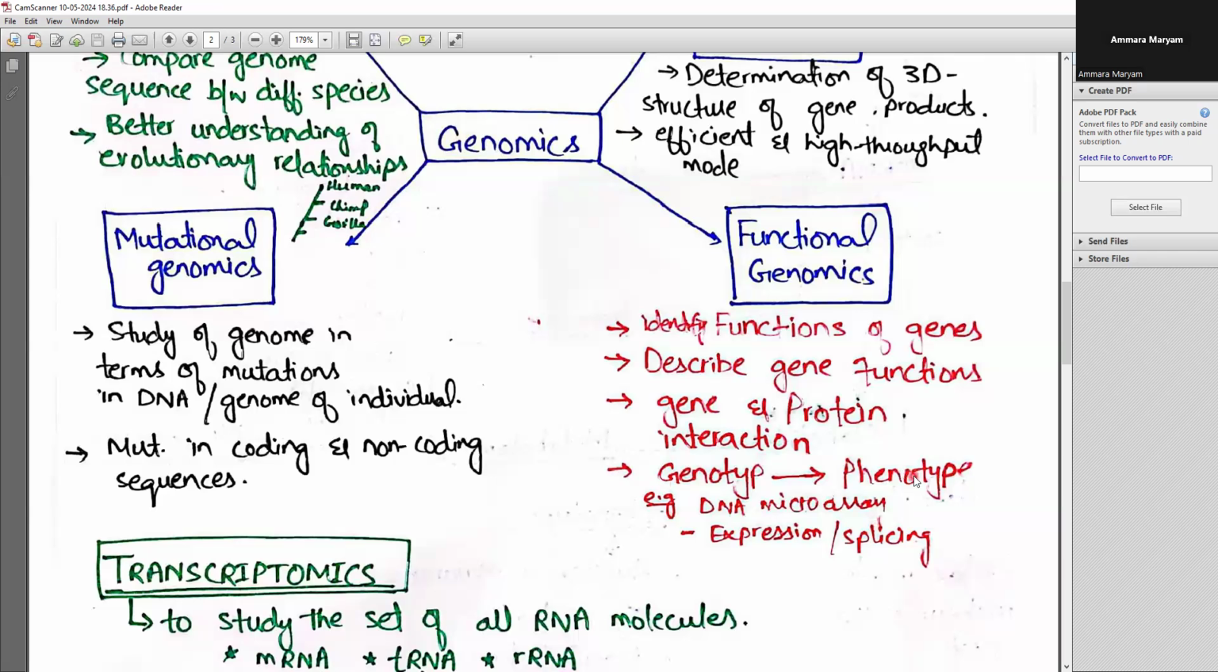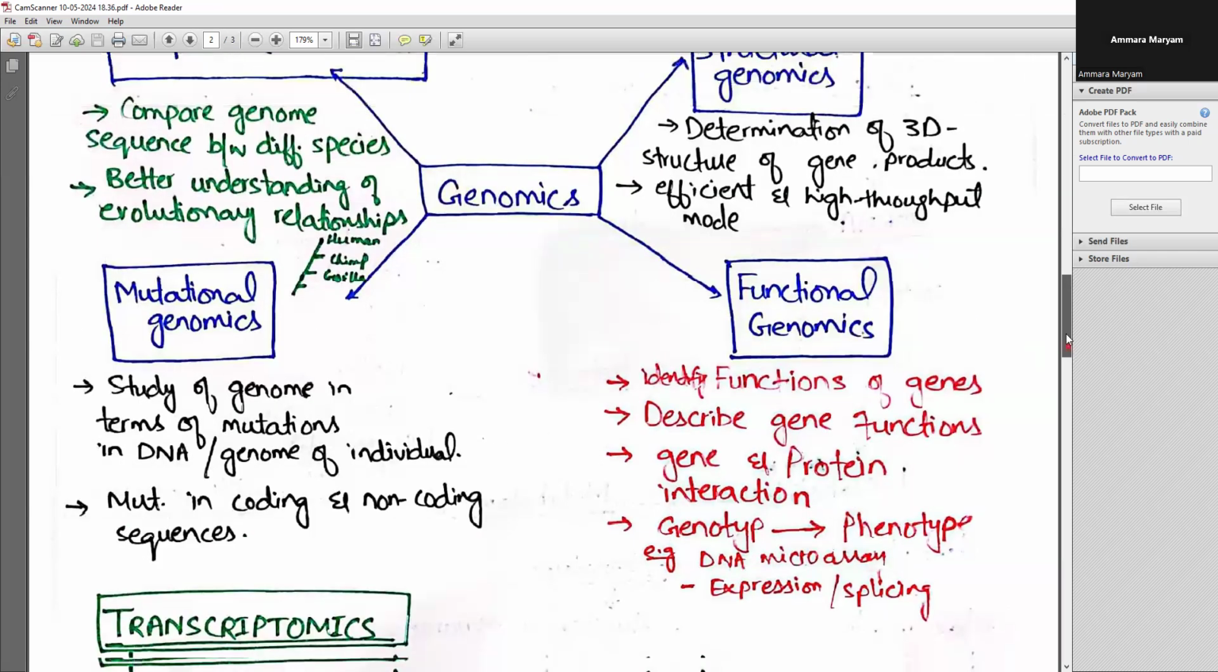For all these analyses, we need certain technologies. In this case, we have, for example, DNA microarrays, and in order to know the expression and the splicing events, these are basically transcriptional modifications. This comes under the category of functional genomics.